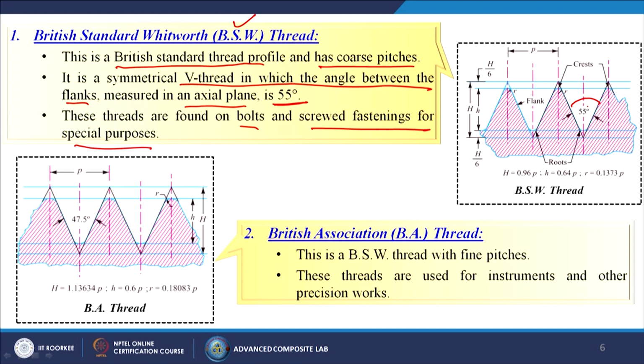Now, when you are talking about the British Association thread, this is a BSW-type thread with fine pitches. These threads are used for instruments and other precision work. So, this is the example of the BA thread. Now you can see that the angle is 47.5°.